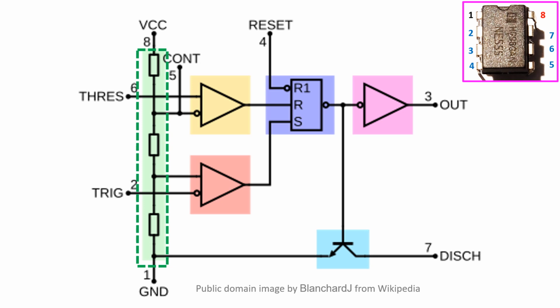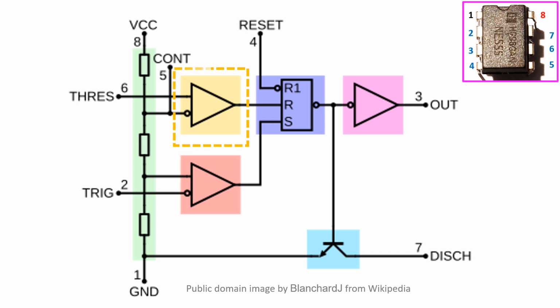Control pin with number 5 is connected between the upper 2 resistors, allowing an external voltage to control the reference voltages. When the control is not driven, the voltage divider creates an upper reference voltage which is 2/3 of the supply voltage and a lower reference voltage which is 1/3 of the supply voltage. When a control voltage is applied to pin 5, the upper reference voltage will be the control voltage and the lower reference voltage will be half of that.